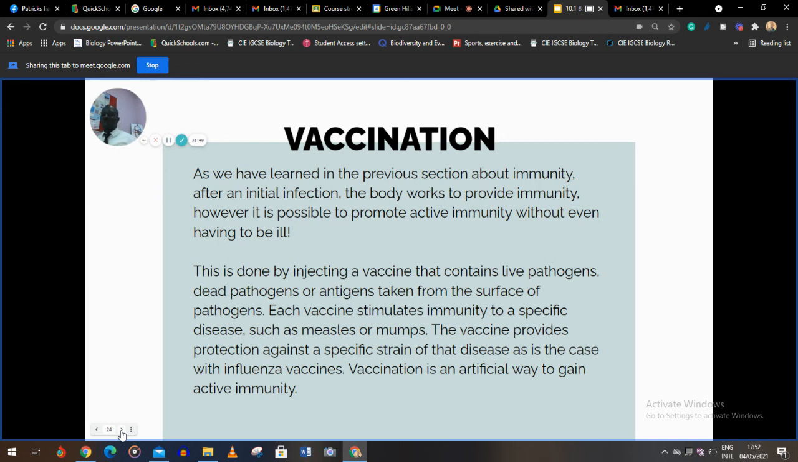So, with vaccination, someone injects you with either halfway dead, neutralized, or attenuated virus into your body with the aim of stimulating your body to produce antibodies and memory cells, and that is one way of helping you to acquire what we call active immunity.